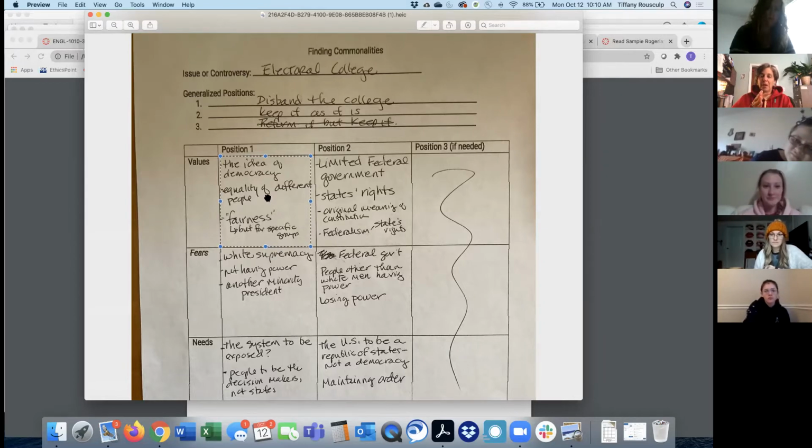That's okay. If you find that you have a really distinct third position, go ahead and use that column. Okay. Okay, thank you. Okay.